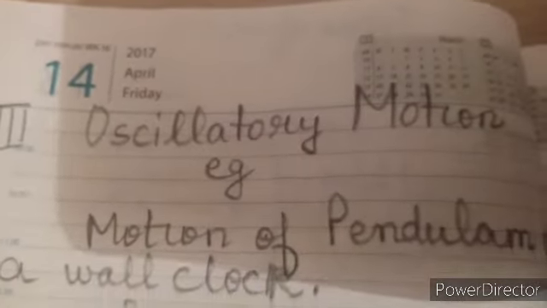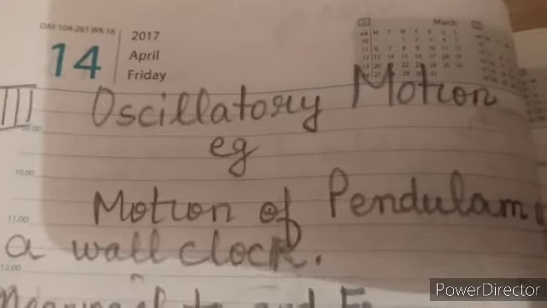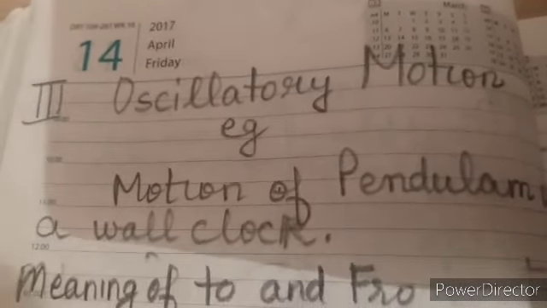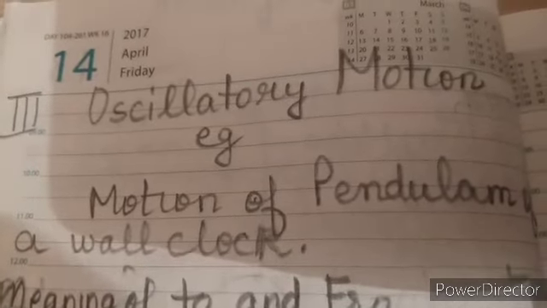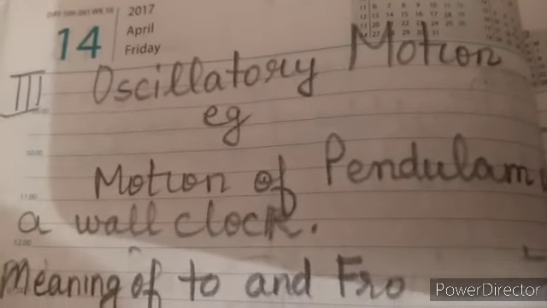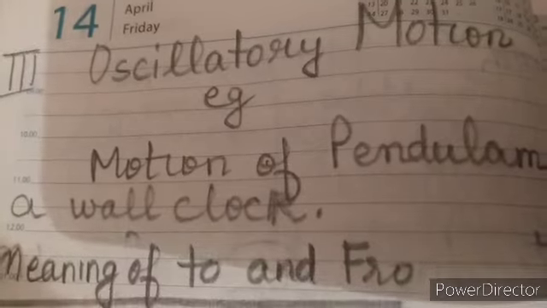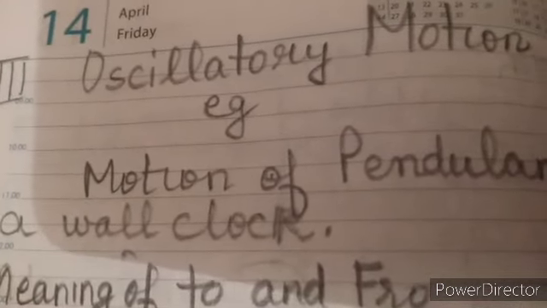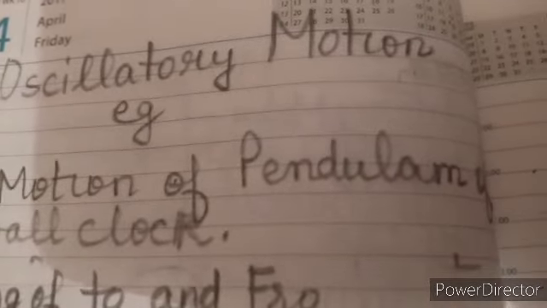Now come to oscillatory motion. What do you mean by oscillatory motion? Oscillatory motion is defined as: if an object moves to and fro from its position of rest, then the object is said to be in oscillatory motion. For example, motion of a pendulum, a wall clock.